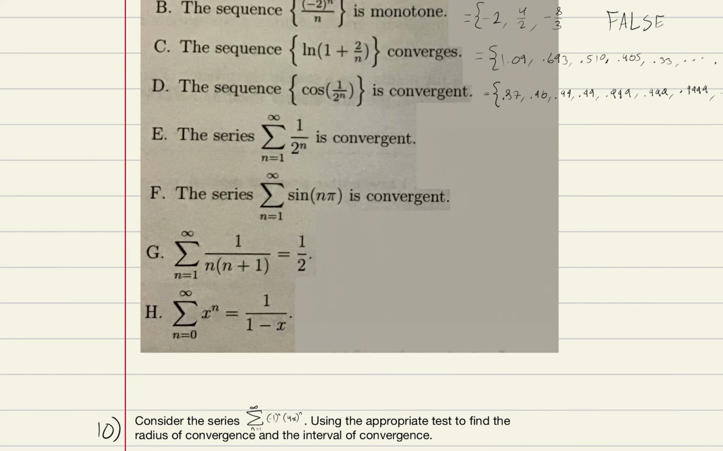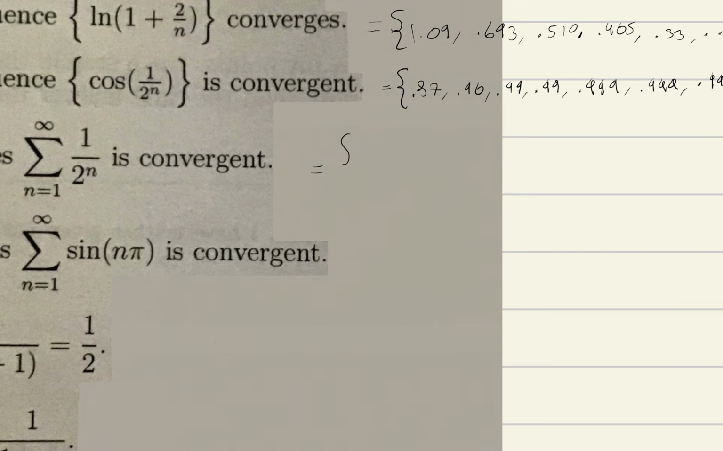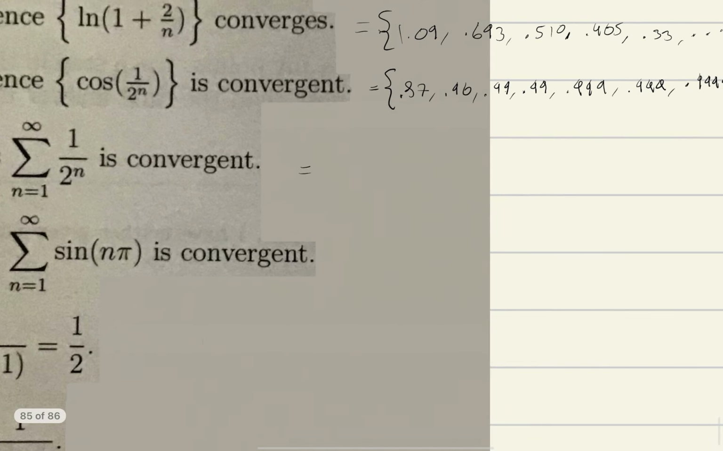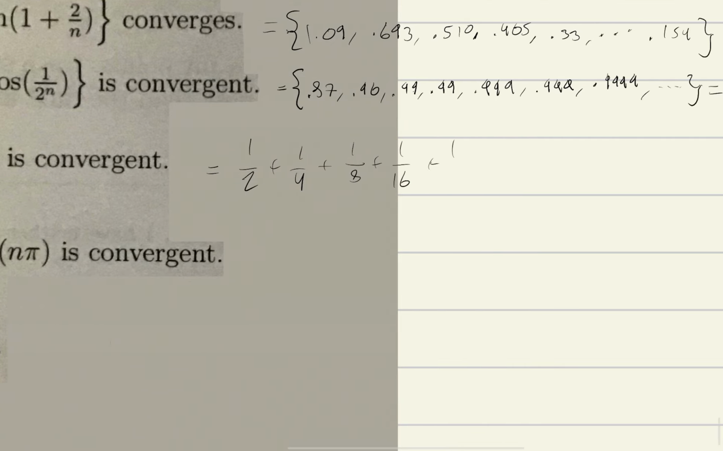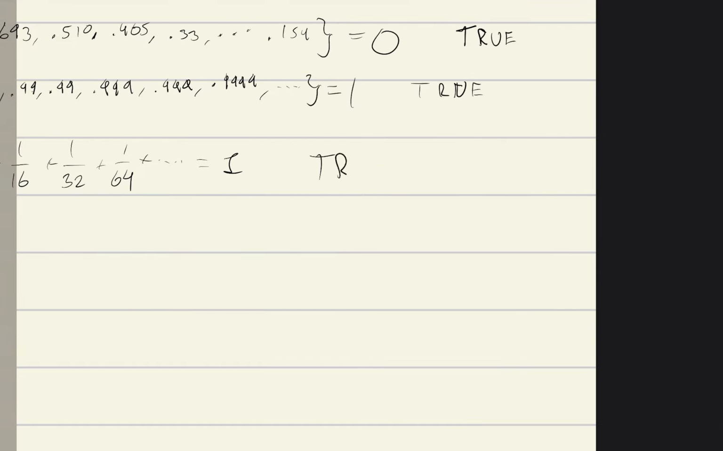And the series 1 over 2n is convergent. Again, we can plug in values. When we plug in 1, we get 1/2 plus 1/4 plus 1/8 plus 1/16 plus 1/32 plus 1/64 plus, and so on. This would give us a total sum of 1, which would mean it is convergent and true. Sorry, I mixed those up.